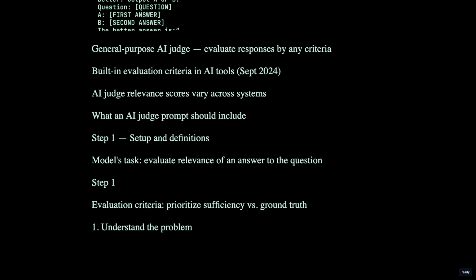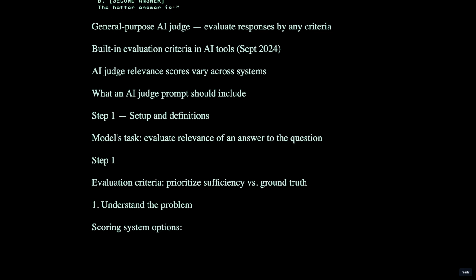Start by reading the problem carefully. Identify what information is given, what you're asked to find, and any constraints or special conditions you must respect. The scoring system determines how responses are evaluated. Here we'll list the possible options you may encounter and then explain what each one means.